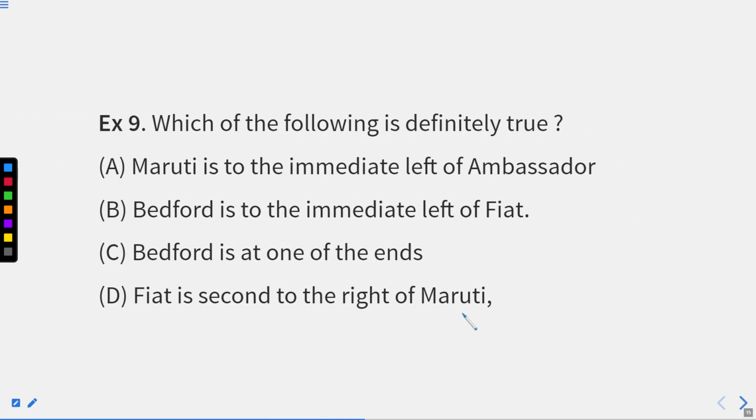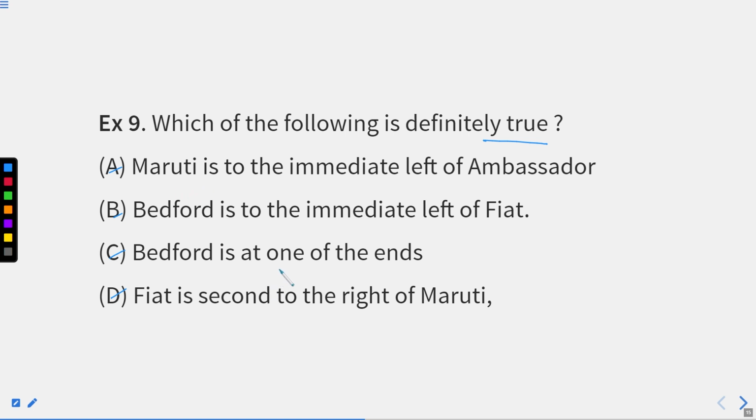Now question number 9. What does question number 9 say? Which of the following is definitely true? Again, in this question we have 4 different statements, that is A, B, C and D, and you have to check which of the following statements is correct.